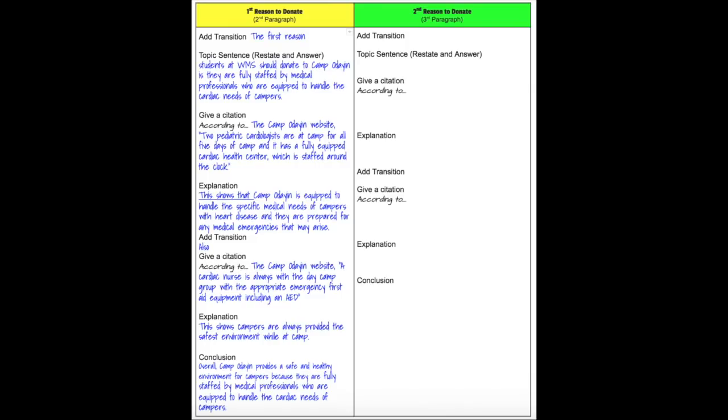And then my conclusion, I have another transition word that says overall, Camp O'Dayan provides a safe and healthy environment for campers because they are fully staffed by medical professionals who are equipped to handle the cardiac needs of campers. Remember, a conclusion needs to tie back to our topic sentence and almost restate the topic sentence in our conclusion.